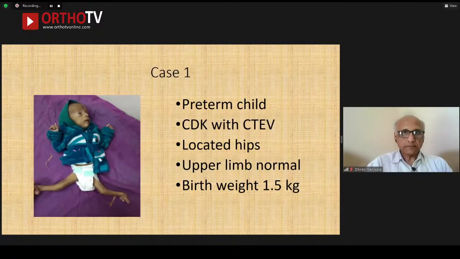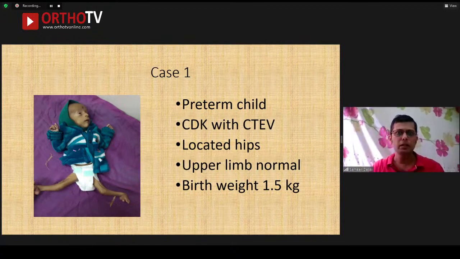So this is a typical preterm child with a CDK with CTV. So this is a non-idiopathic clubfoot. This child had dislocated hips. The upper limbs were normal and birth weight was only 1.5 kg. So we should remember over here that we should not start treatment immediately.